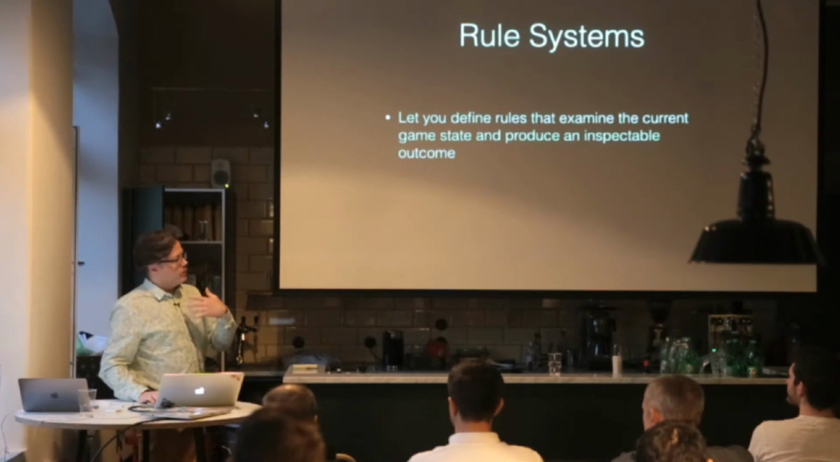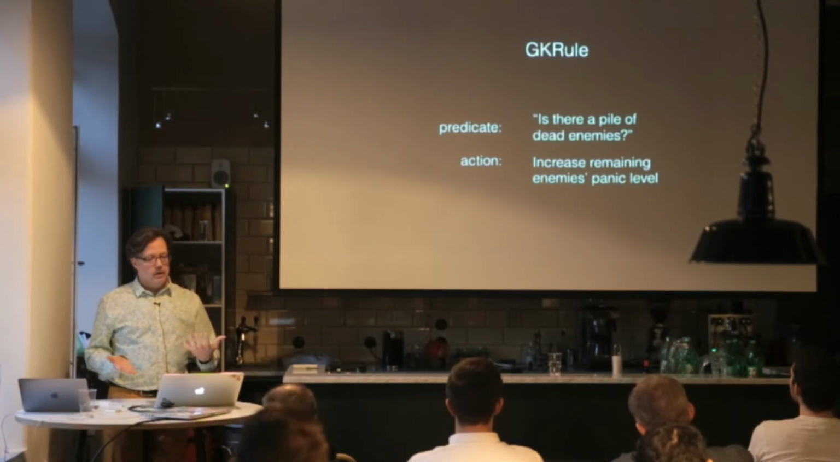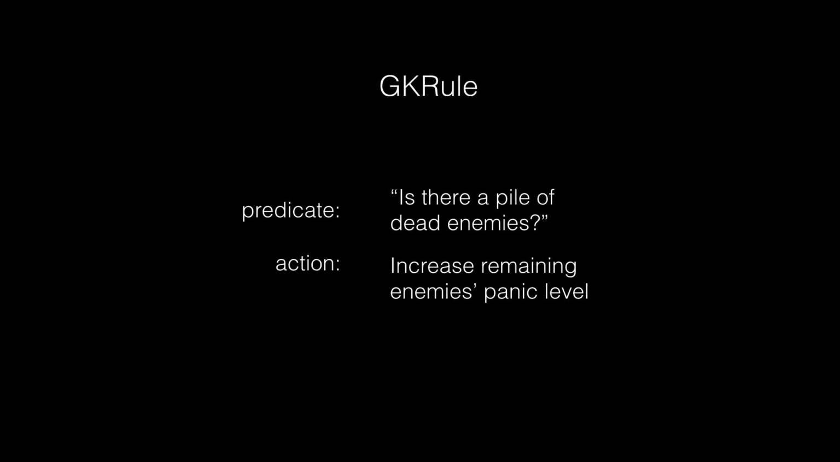And basically the way this works is that every GK rule contains a predicate and an action. And the predicate is basically a question, like, is there a pile of dead enemies? If there's a pile of dead enemies, we might have a situation where the enemies on a level in your game react differently as time goes by.